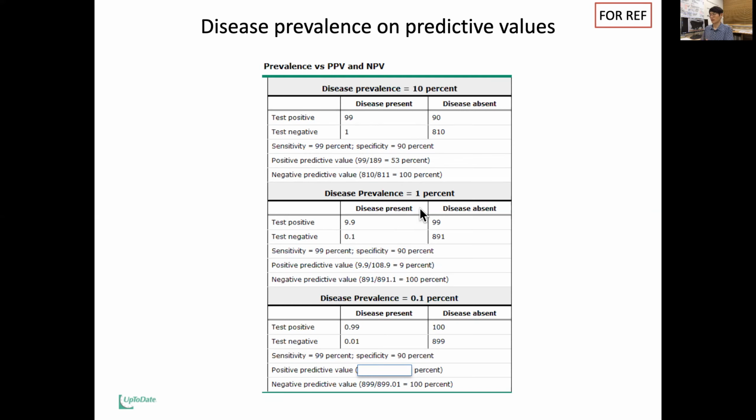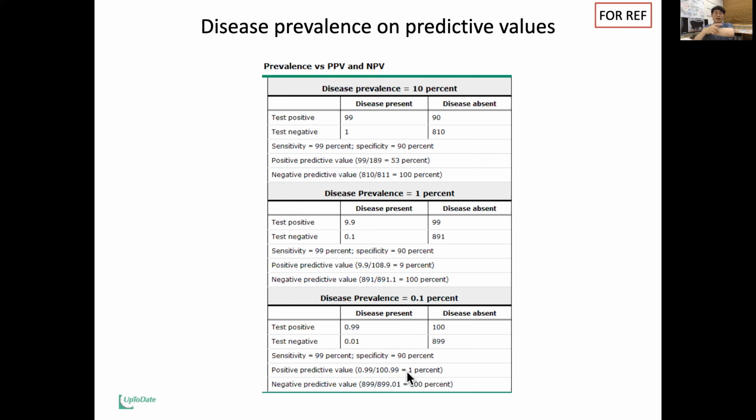I'm going to skip the second one for the time being, but let's think about a very low prevalence, like 0.1% of the population having the disease. For example, HIV, which is very low in South Korea. Let's say I took an HIV test, and oh my gosh, I got a positive HIV result on this first test. How worried should I be? In this case, with a high sensitivity and specificity test, what's my positive predictive value? Divided by disease present, it is only about 1%.